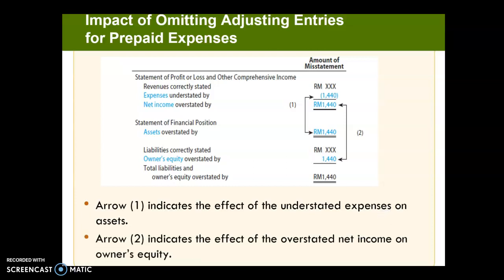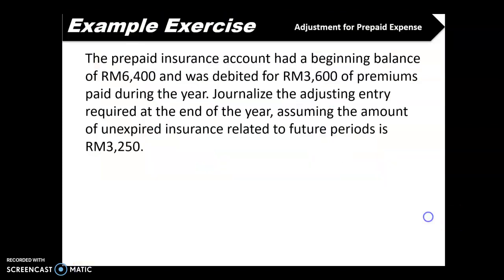Okay. Arrow 1 indicates the understated. Arrow 2 indicates the effect of overstated. Okay. We don't want to understate the expenses, and we don't want to overstate our net income, because in real situations we consume all the resources, and by right, the expense should be recorded and the net income should deduct the expenses. Okay, clear with that?